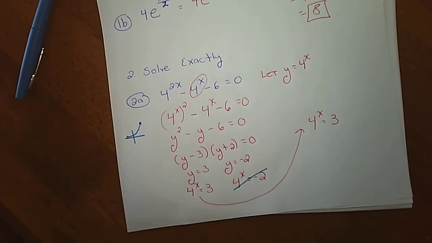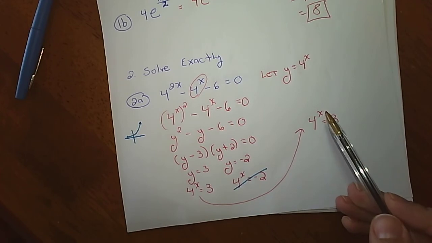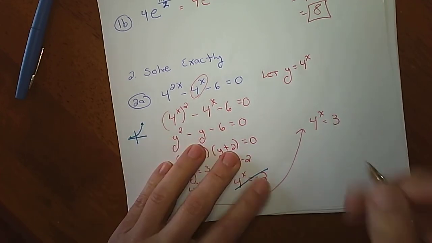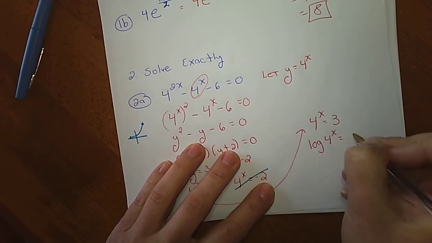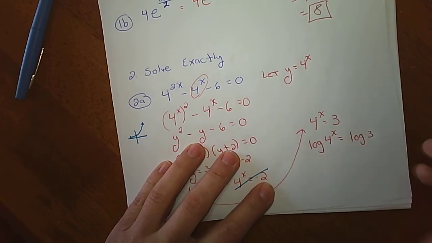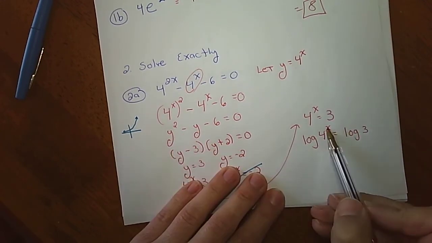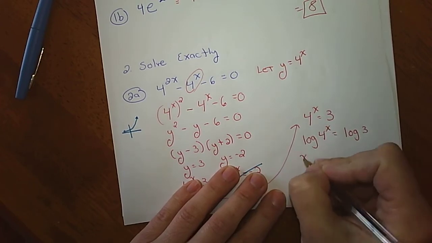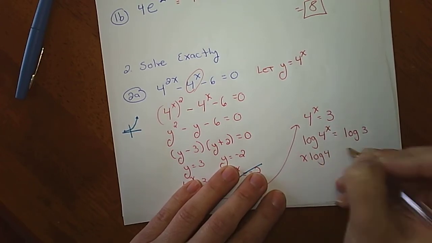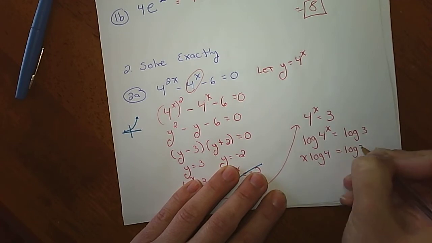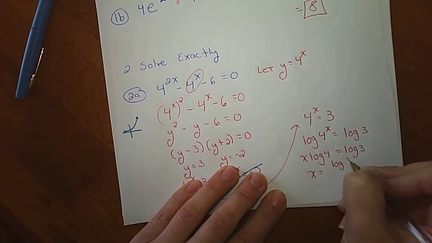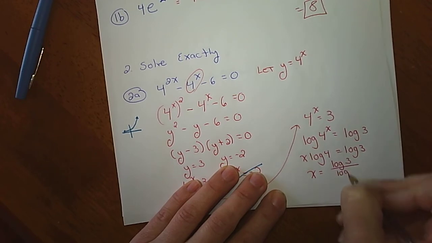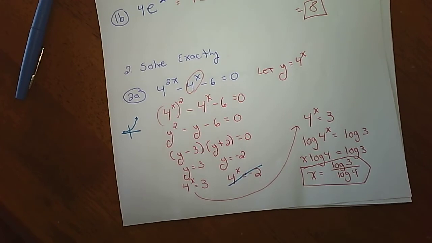And now to solve this, anytime there's an x in the exponent, we're going to log it. So I'm going to do log 4 to the x equals log 3. Using the exponent rule, this falls down in front. And then I'm just going to divide by log 4. So this is log 3 over log 4. So this is the answer to the question.